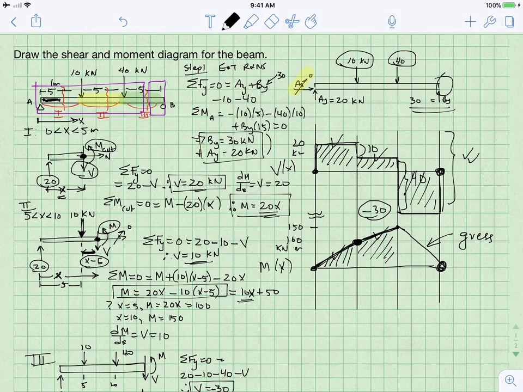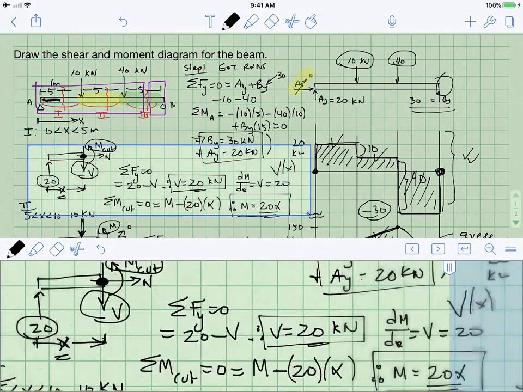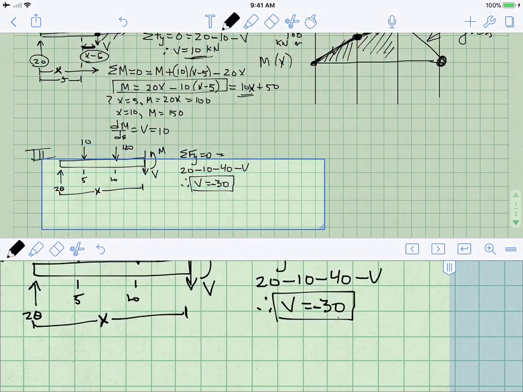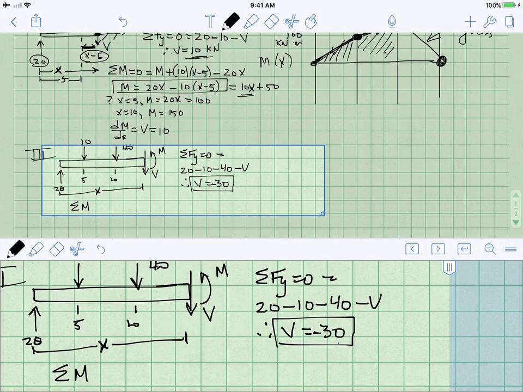So we're going back to thinking about region 3, and we are now summing the moments and checking for equilibrium. So we're summing the moment again at the cut. We're thinking about what's happening here at the cut. So what's this distance? Well, if the total distance is x and this is 10, then this distance here is x minus 10. And this distance will be x minus 5.